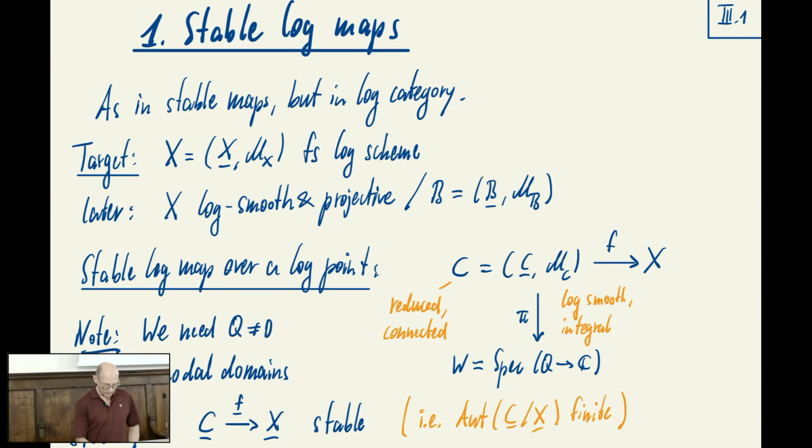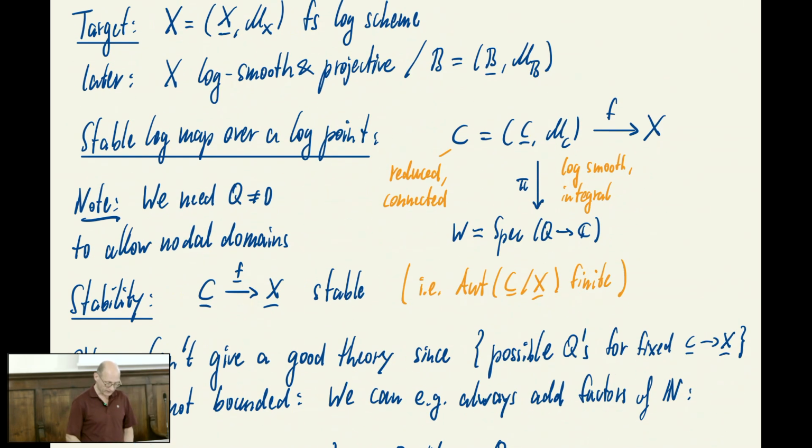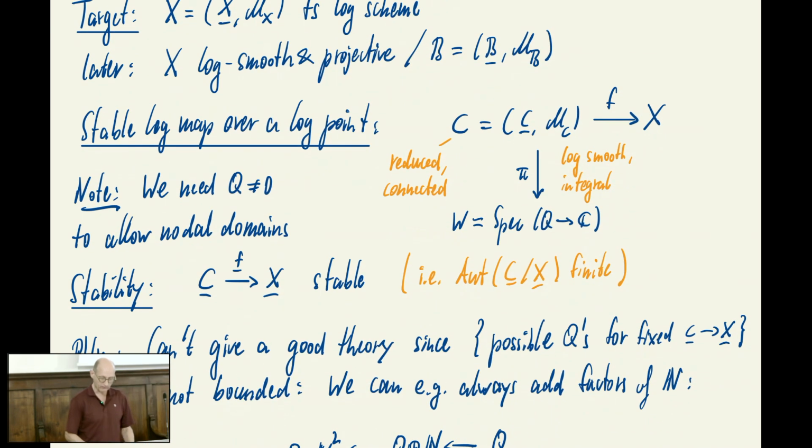So later on, we want that X is log smooth and projective over some base scheme, and the base scheme might be a log point, or later on maybe also just a curve, or it could just be Spec C, okay? Just a trivial log point. Most important cases are Spec C, Spec N, the standard log point, or a smooth curve with a distinguished point. Okay, so then you define what is a stable log map over a log point.